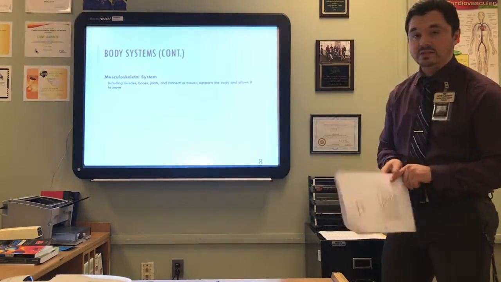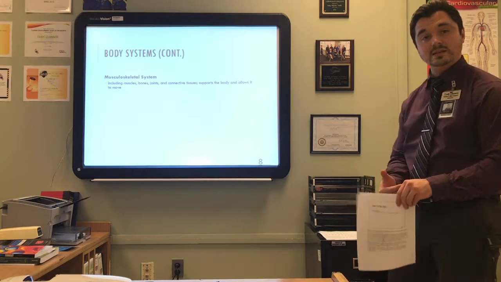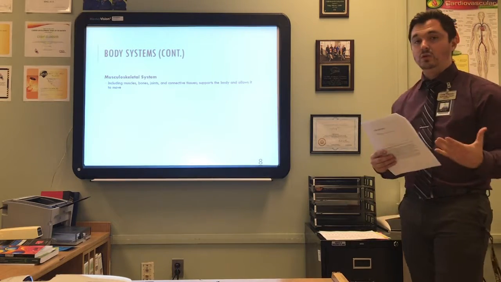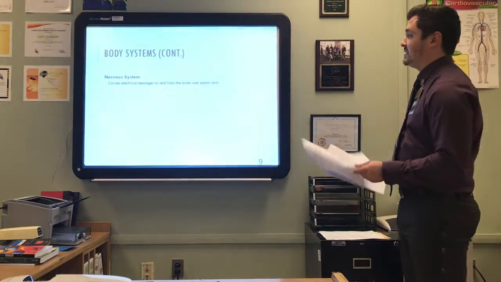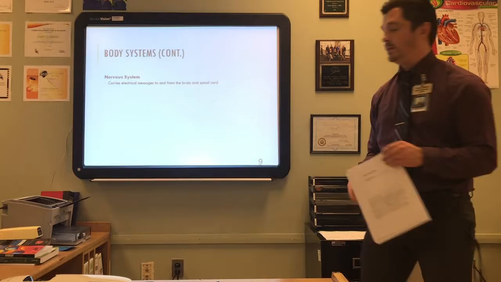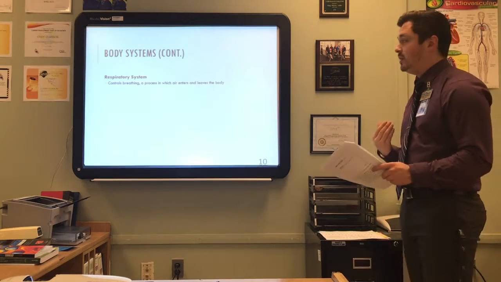The musculoskeletal system includes bones, joints, muscles, and connective tissues, both ligaments and tendons, and it supports the body and allows it to move. Okay? It gives its framework to the body. The nervous system, okay? It carries electrical messages to and from the brain and spinal cord. The respiratory system controls your breathing.